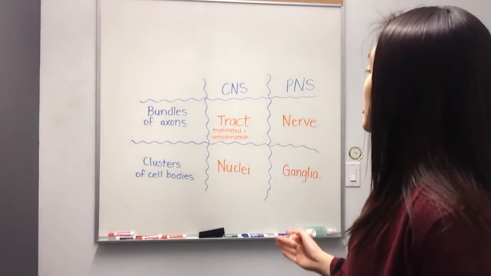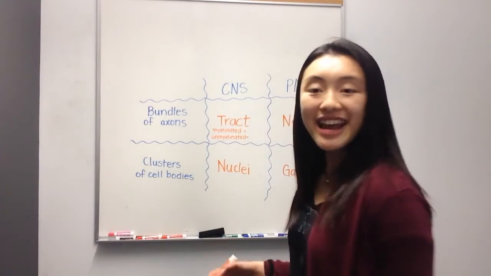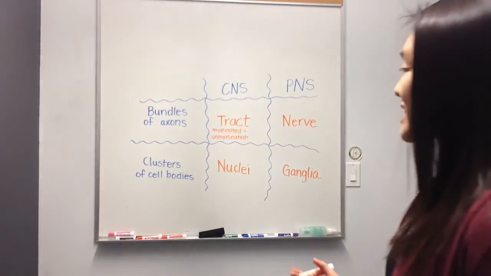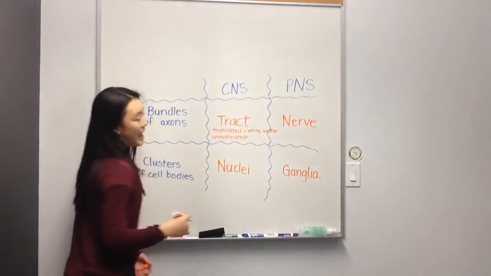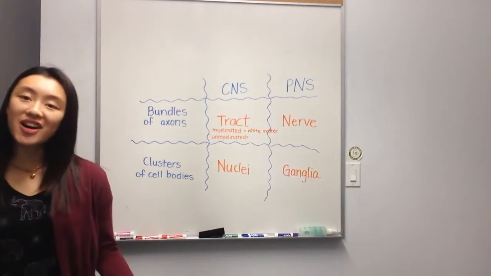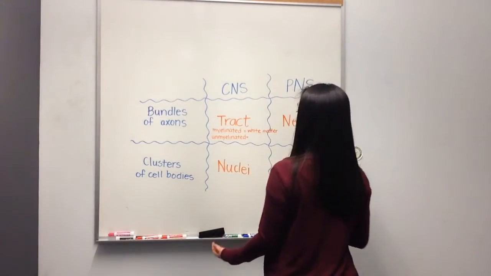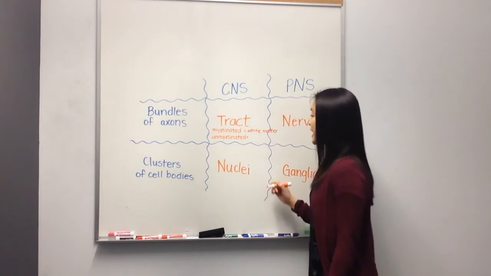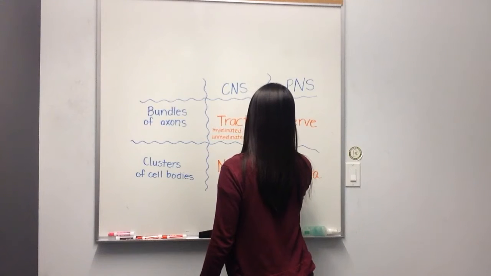So if you have tracts that are myelinated, because myelin is white, it has a white color, tracts that have myelin are known as white matter. And on the other hand, if it does not contain myelin, it doesn't have that white sheath covering, it will look gray. It'll take on a gray appearance, giving it the name gray matter.